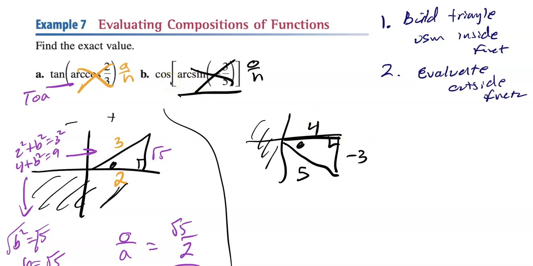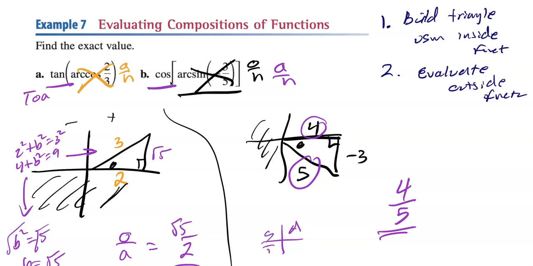We have to figure out what cosine is. So CAH, adjacent over hypotenuse: 4/5. Remember, if you're not sure about the sign, you can also always do All Students Take Calculus. In quadrant 4, cosine is positive, so we should get a positive answer, like we did.